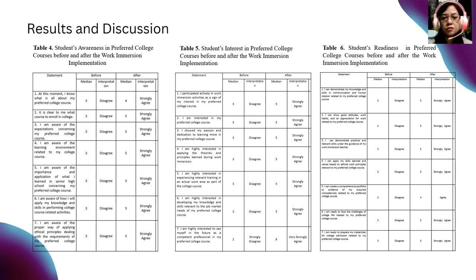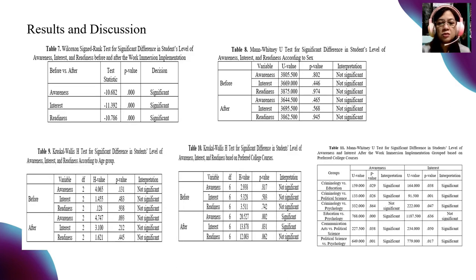Table 4 shows the students' awareness of preferred college courses. Table 5 shows that interest in their preferred college course increased after the work immersion implementation. In Table 6, the students were ready to face a preferred college course. Table 7 means that the work immersion implementation increased the students' level of awareness, interest, and readiness in the preferred college course. Table 8 means that regardless of sex, students have the same level of variables as mentioned.